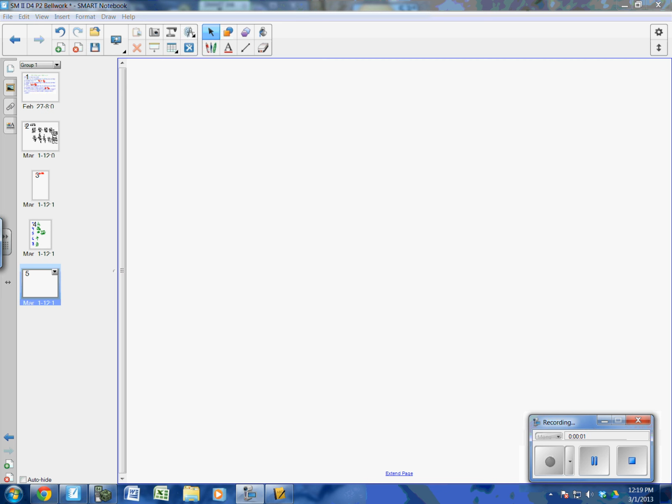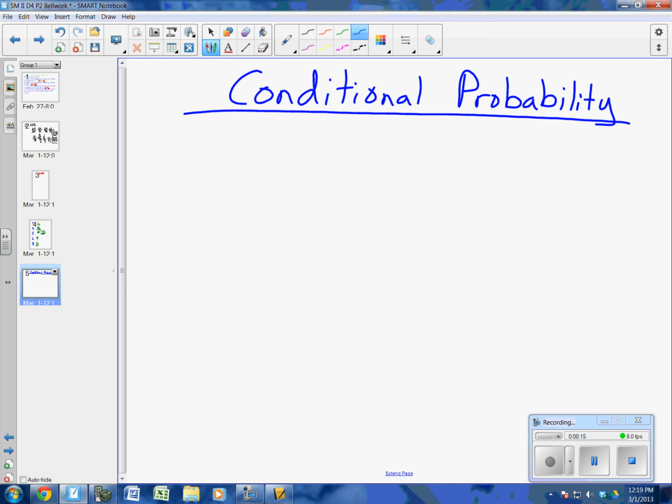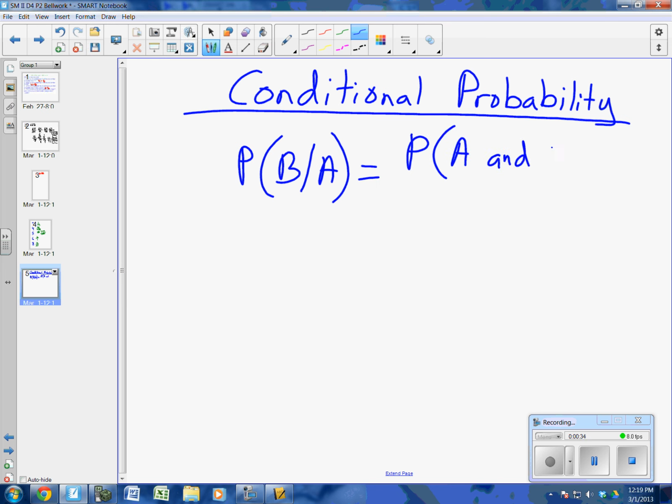Okay. The lesson I'm going to give you today is called conditional probability. And you will see over here written on the whiteboard the objective. And I want you to see that notation right here. Probability of B given A is equal to probability of A and B all divided by probability of A.